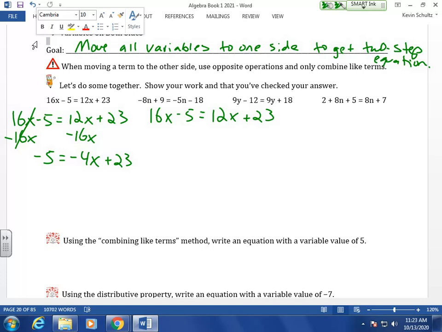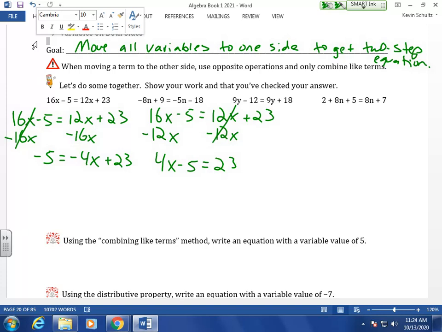So another option that you have is instead of moving those 16x's over to the right side, you can move the 12x's over to the left side. Okay? And what that's going to do, this time we're subtracting 12x from both sides. So they cancel out on the right side. 12 minus 12 gives us 0. And now we have positive 4x minus 5 equals 23.